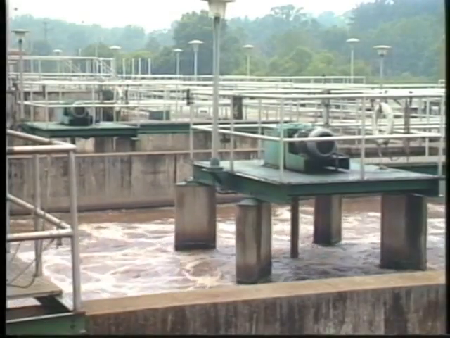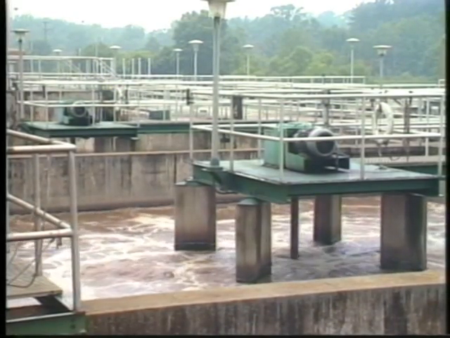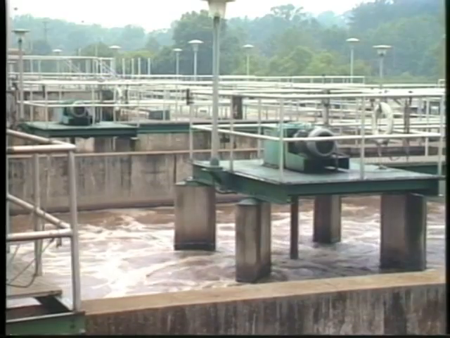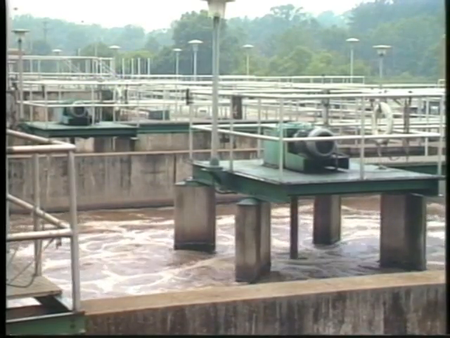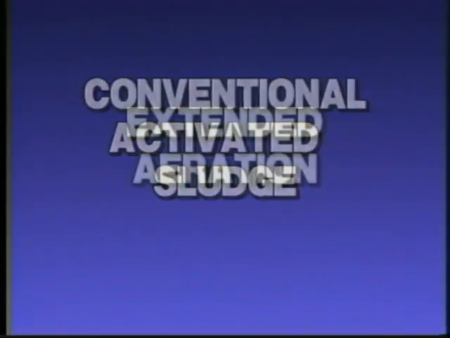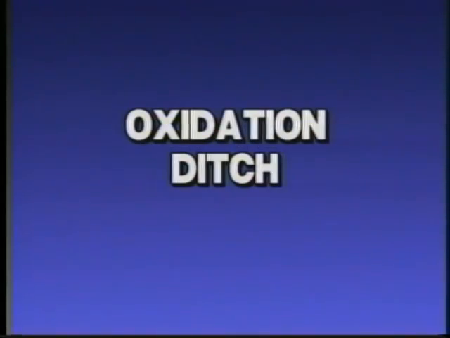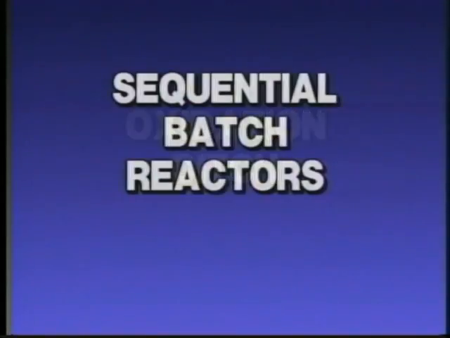Now that we have identified the major components of an activated sludge system, let's take a look at the different types and modes of activated sludge systems used. Examples include conventional activated sludge, extended aeration, contact stabilization, step feed, oxidation ditch, and sequential batch reactors.